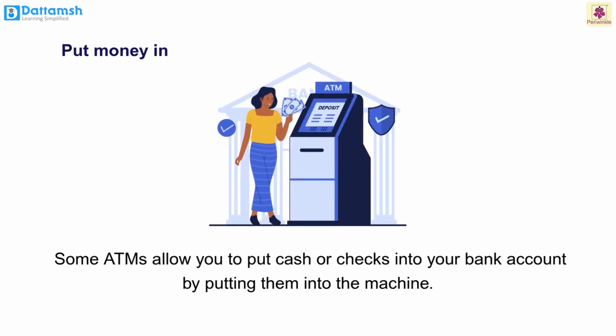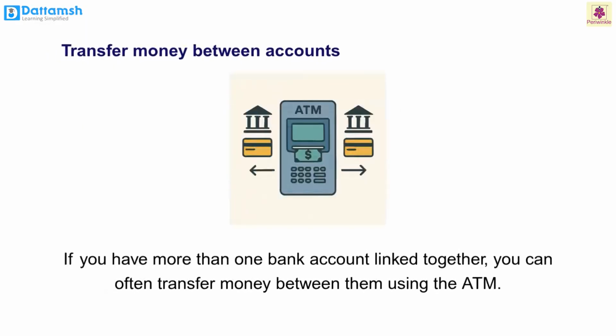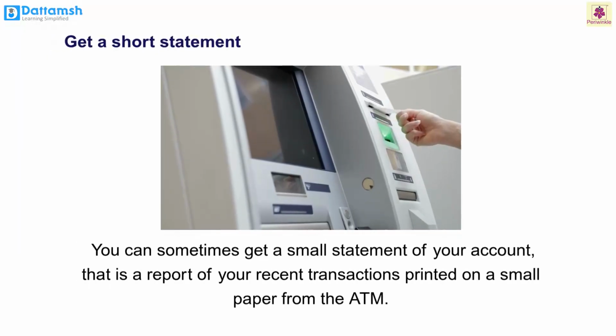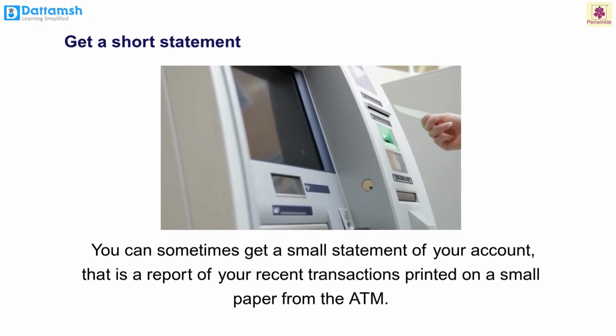Put money in. Some ATMs allow you to put cash or checks into your bank account by putting them into the machine. Transfer money between accounts. If you have more than one bank account linked together, you can often transfer money between them using the ATM. Get a short statement. You can sometimes get a small statement of your account, that is a report of your recent transactions printed on a small paper from the ATM.